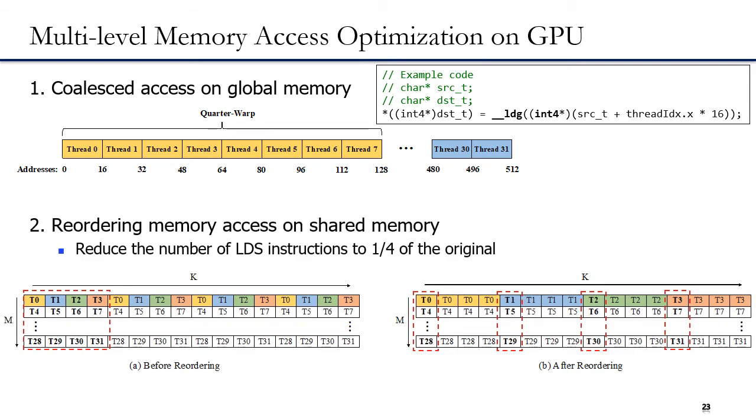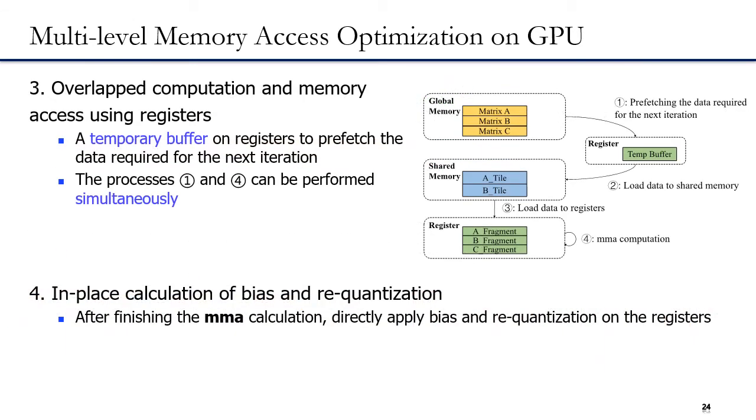We also reorder the access pattern of matrices A and B on shared memory to increase continuous data access of each thread. The common method is that each thread performs memory access with 4 4-byte data blocks, as shown in Figure A. In Figure B, we reorder the computation and memory access of the matrix, reducing the number of load instructions. We utilize registers to overlap MMA calculation and global memory access.